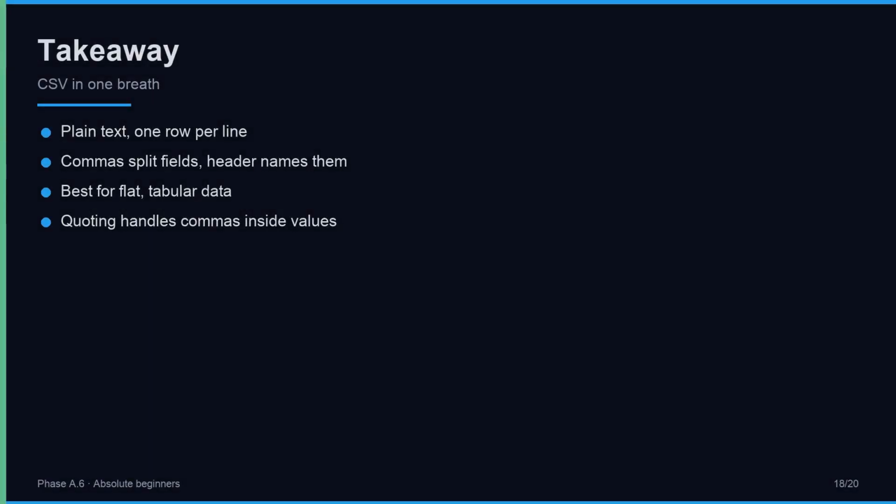Here is CSV in one breath. CSV is plain text. Each line is one row. Commas split each row into fields. The first row is usually a header that names the columns. CSV is best for flat, tabular data: spreadsheets, database dumps, reports. When a value contains a comma, you wrap it in double quotes so the reader keeps it as one field. That is the whole format. Simple, durable, everywhere. Plain text, rows, commas.